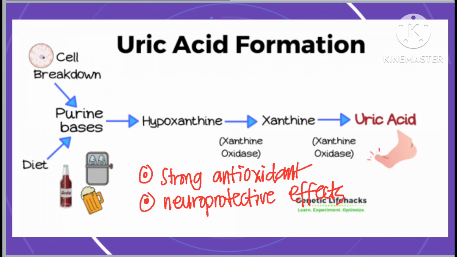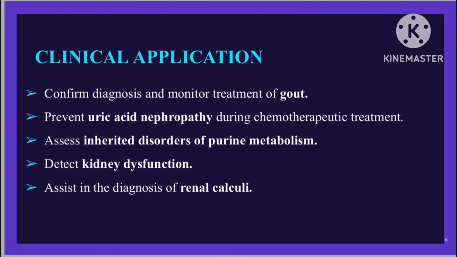Evolutionarily, the loss of uricase in humans may have been beneficial because the resulting higher uric acid levels could enhance antioxidant defenses and support longer lifespan and improved brain function.